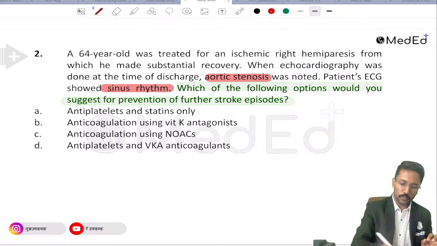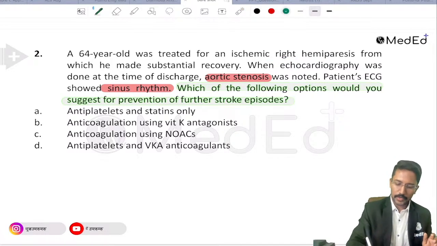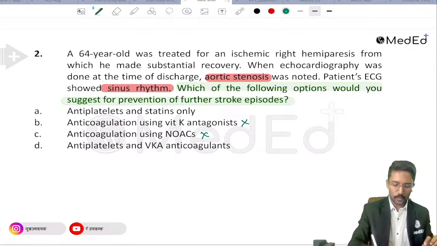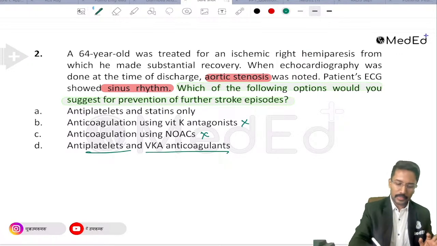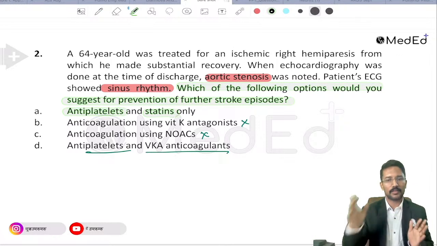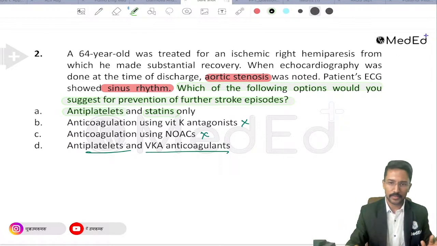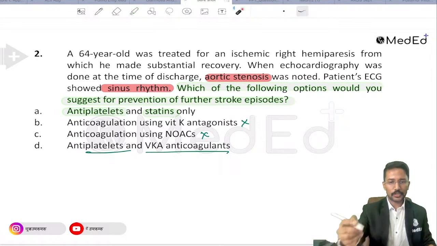Okay, so most of the options now become nonsensical. I don't need to give him warfarin. I don't need to give him any newer oral anticoagulants. I don't need to give him a combination of antiplatelets and anticoagulants. All that I need to do is give him antiplatelets and statins to prevent a further episode of stroke. That's it, right? Okay, one last question.